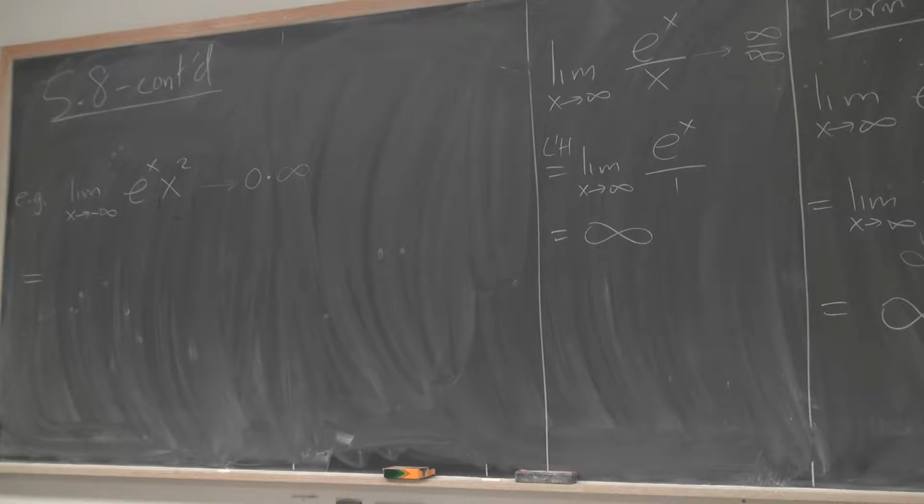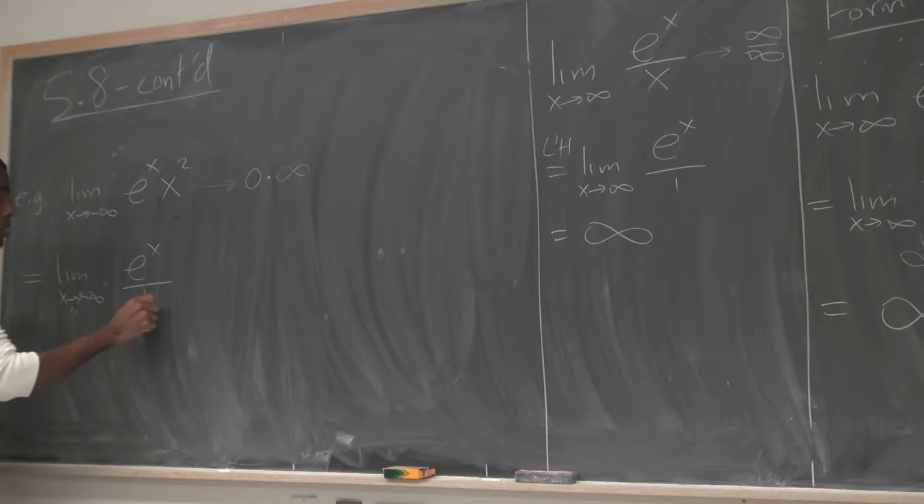E to the x over 1 over x. E to the x over 1 over x squared. Is that how you'd rewrite it? You do get 0 over 0 now, yeah, but is that okay? That's actually a bad idea.